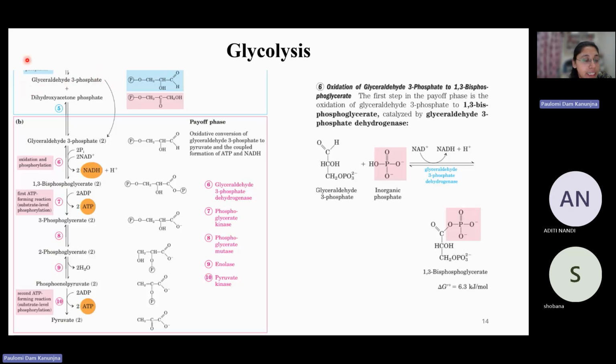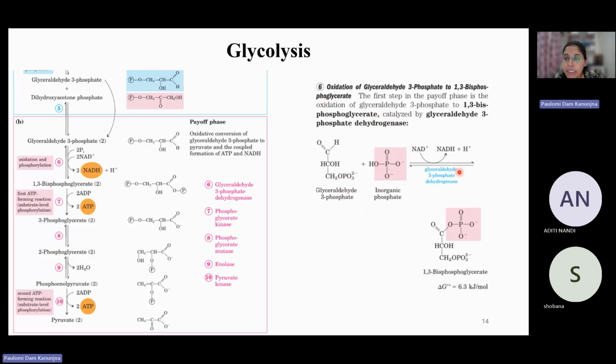Starting material is glyceraldehyde 3-phosphate. There are two molecules of glyceraldehyde 3-phosphate. We look into one; whatever is happening for one molecule is also happening for the other. Okay. So the first step here is oxidation of the glyceraldehyde 3-phosphate to 1,3-bisphosphoglycerate. Basically, you are adding another phosphate to the molecule.